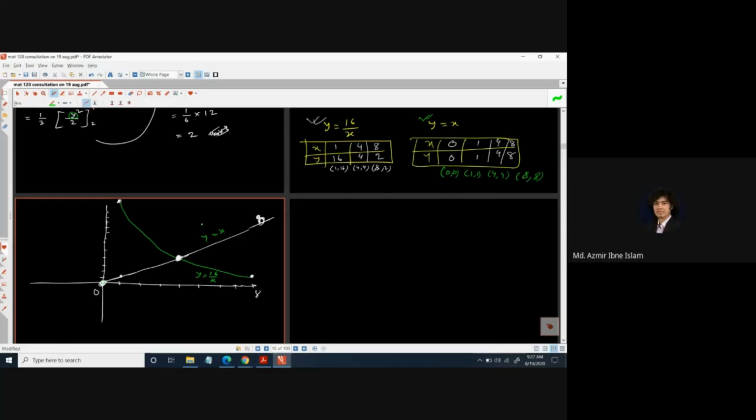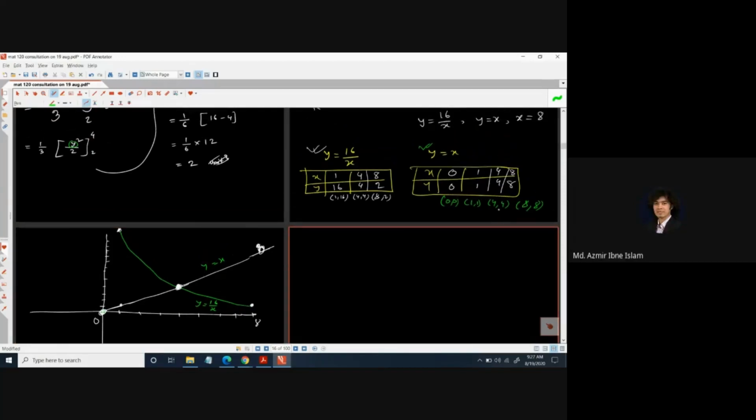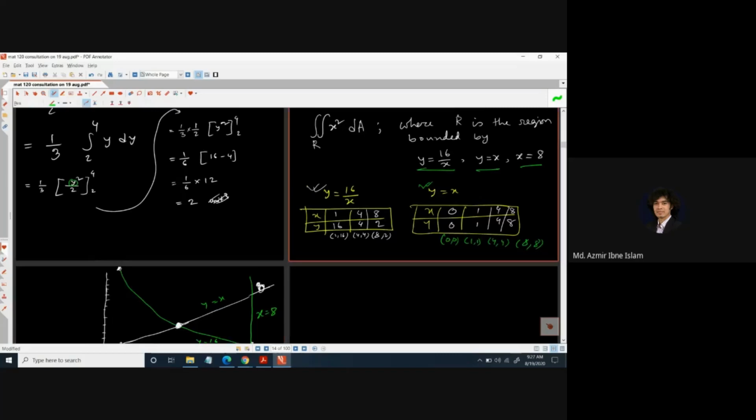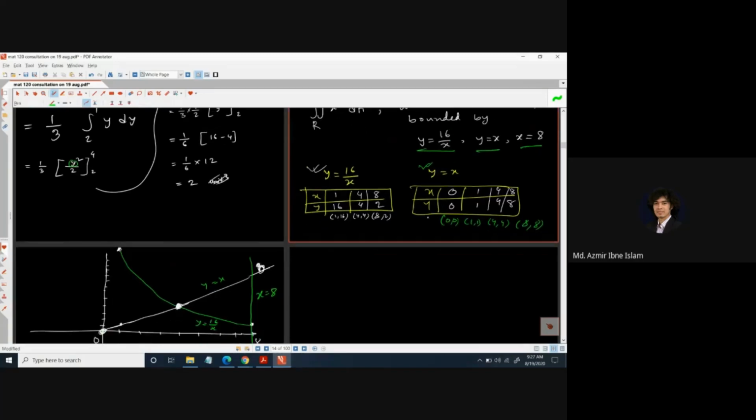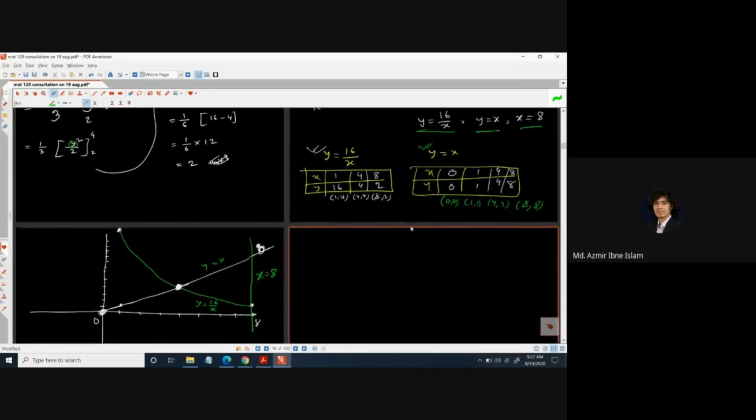And now we have another curve. Don't forget that we have 3 curves. This one is x equal to 8. So x equal to 8 is a vertical line. Whatever curves you have in your region R, you have to draw all the figures, or you have to understand the limits from these figures.